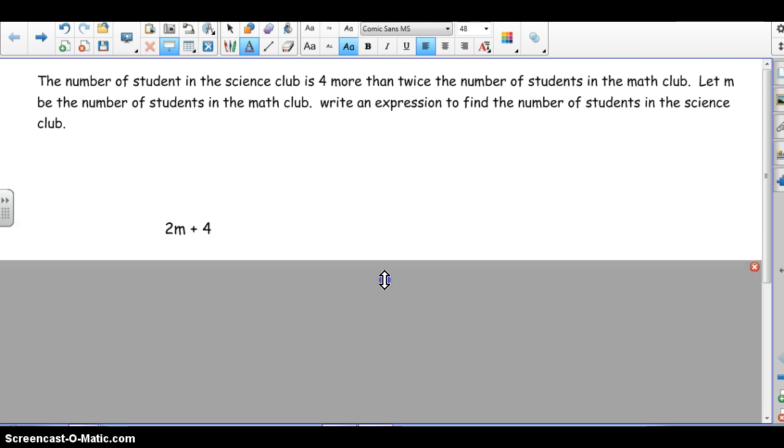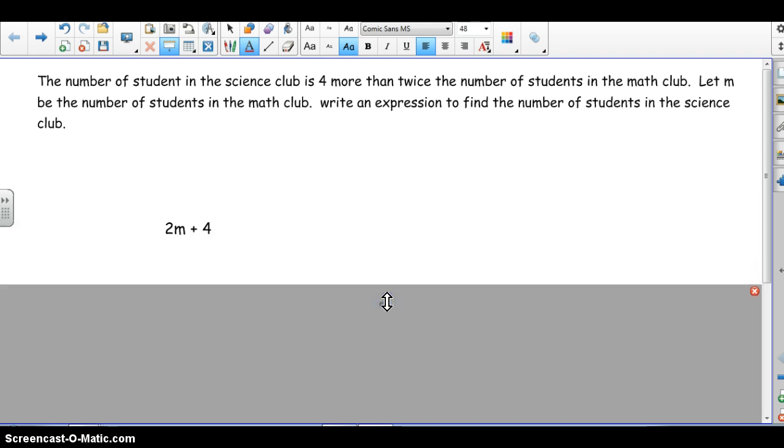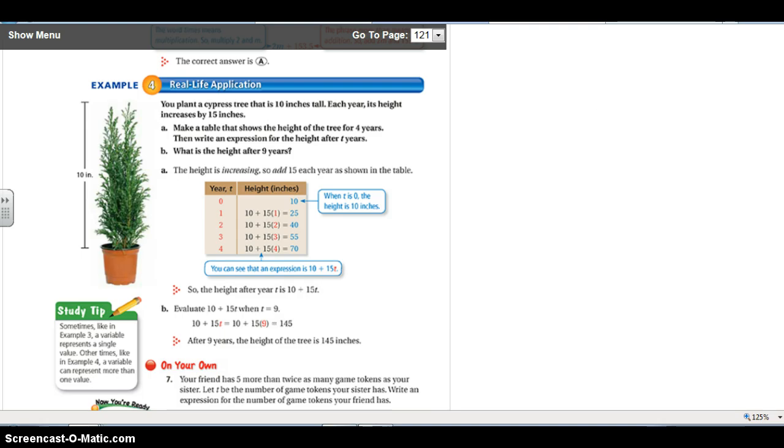The answer to the equation is 2m plus 4. If you did not get that correct, please pause and try to reread it again and see how that correct answer is different from your answer. Now let's take a look at example 4, another word problem, just a little different.